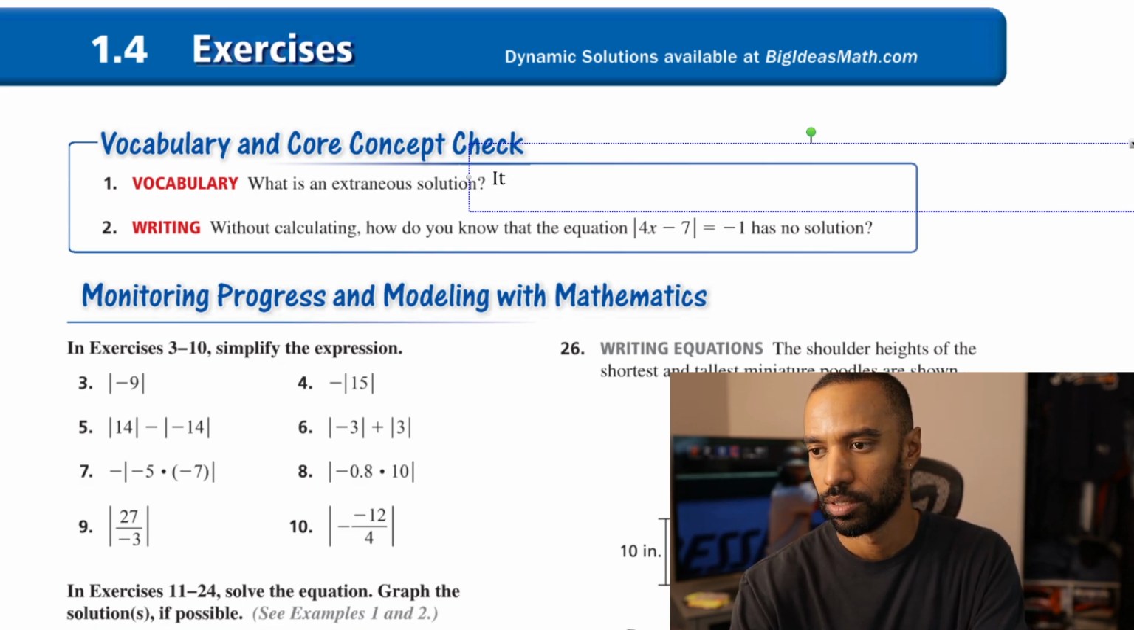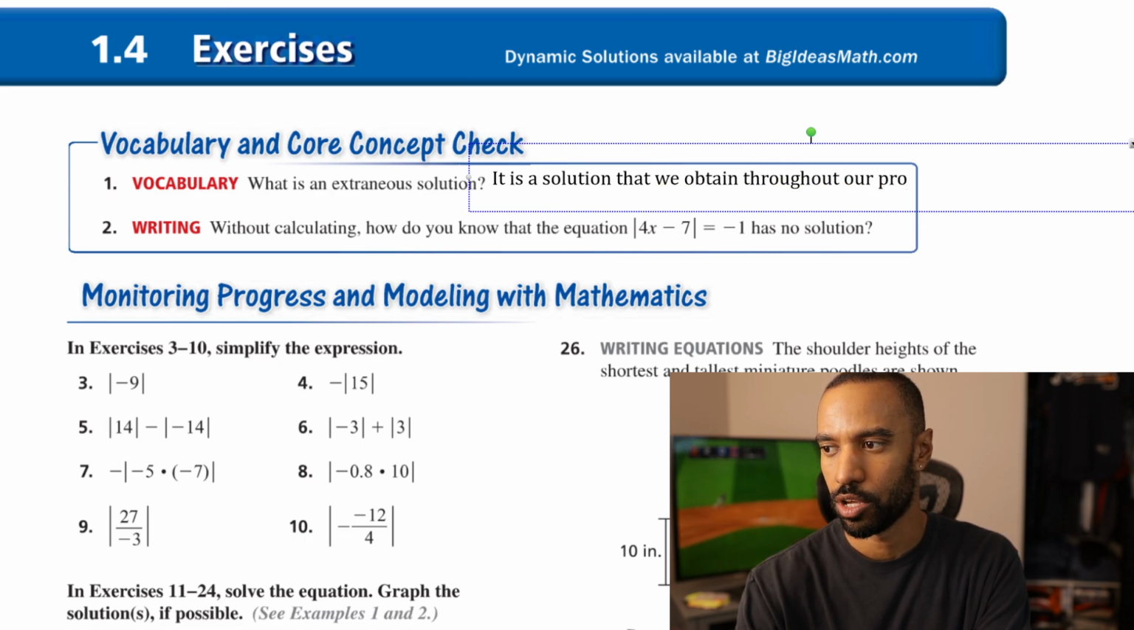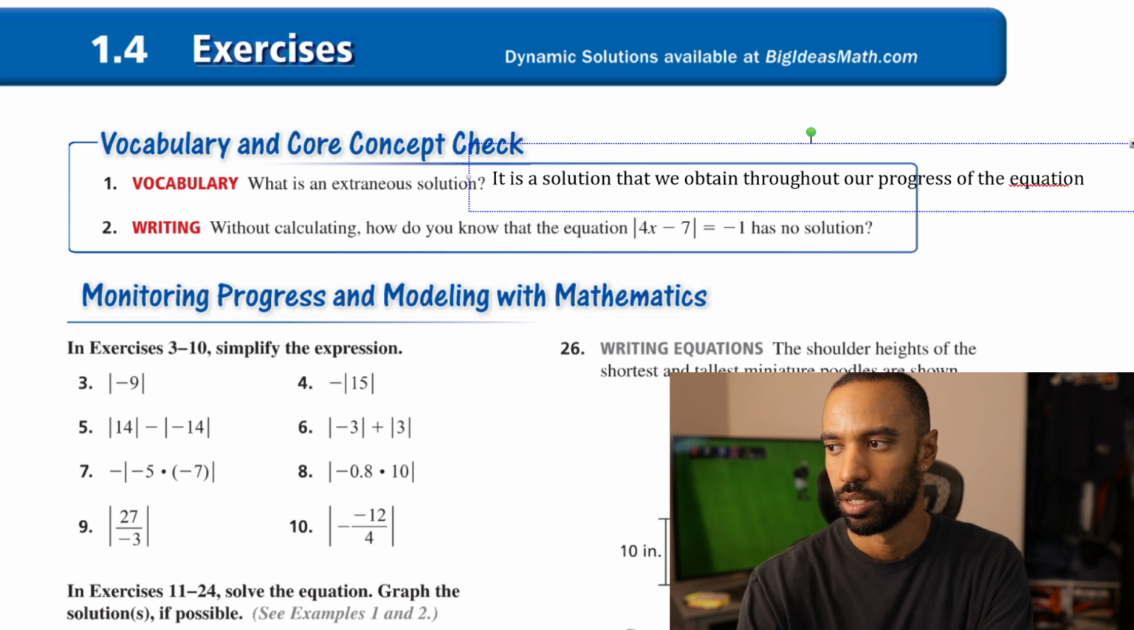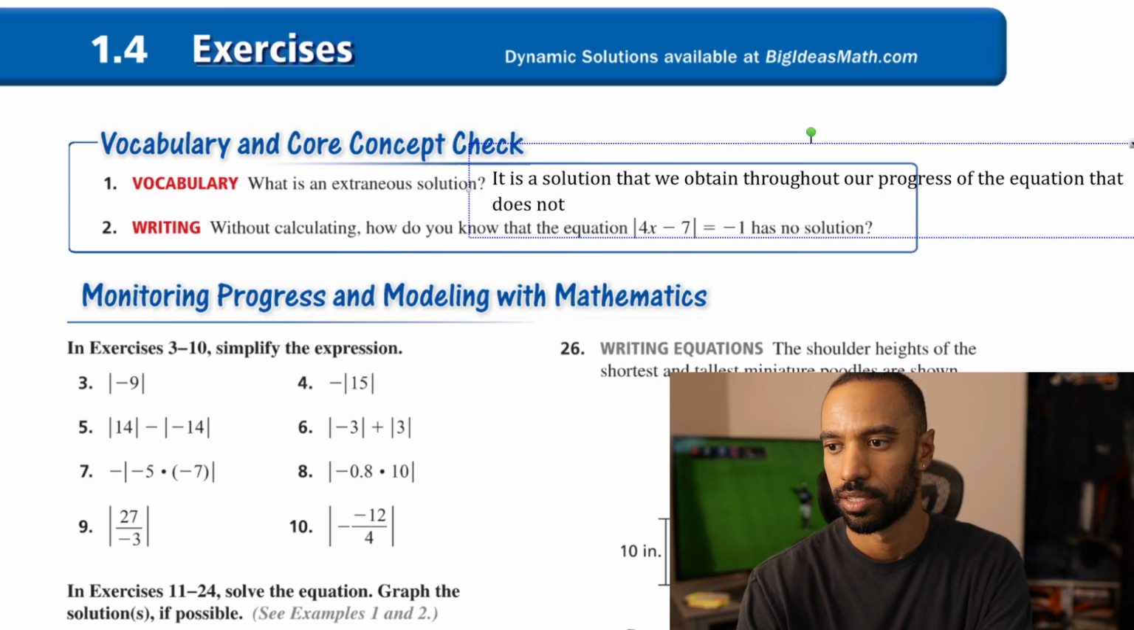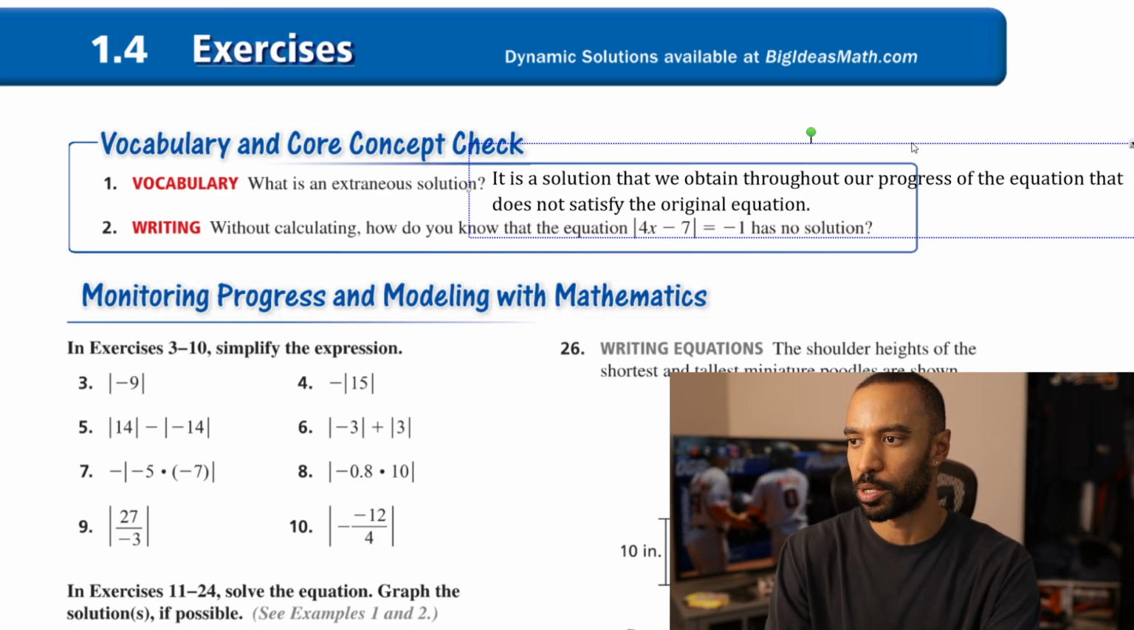It is a solution that we obtain throughout our progress of the equation that does not satisfy the original equation.